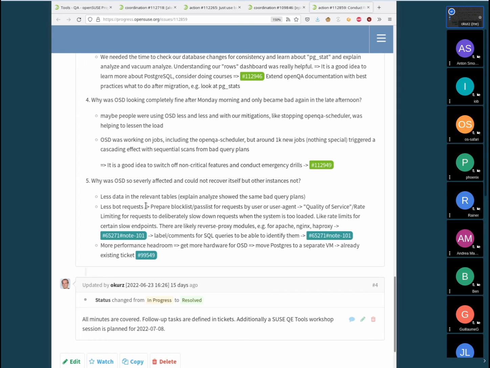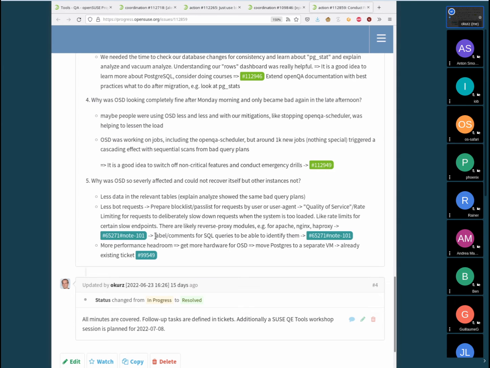There are fewer bot requests on other systems, so we could think of preparing a block list and pass list for requests by user or based on the user agent, so that we can provide a quality of service or rate limiting for requests, to deliberately slow down requests, especially when the system is too loaded, to ensure basic services, like rate limits for certain slow endpoints. And we are thinking that maybe there are reverse proxy modules, like for Apache, Nginx, HAProxy, which could help us there.